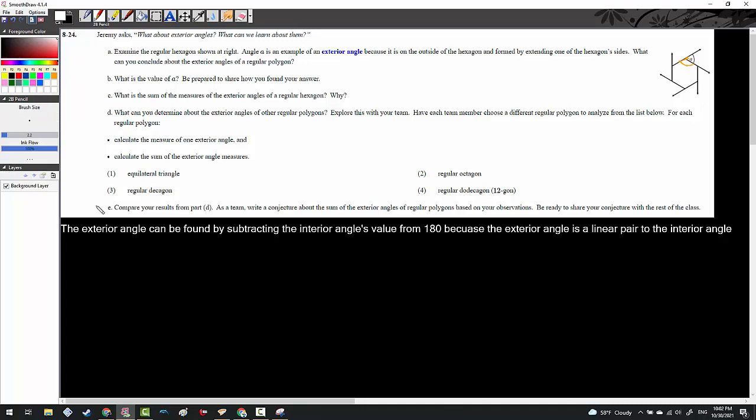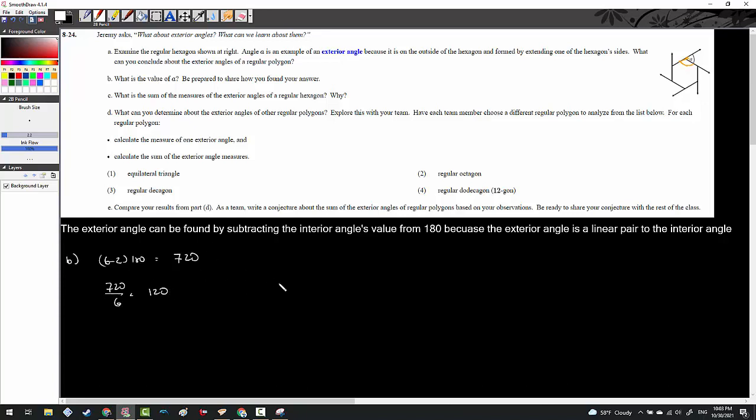So we have to be prepared to share our answer. Let's just recount. How do we find the internal angle of a regular hexagon? That's going to be 6 minus 2 times 180, which is 720. We've talked about that a couple times now. But 720 divided by 6 is going to be 120 per angle. We talked about that in the last problem.